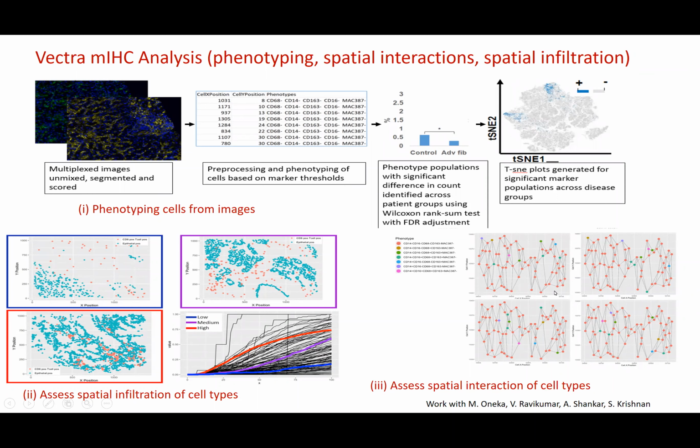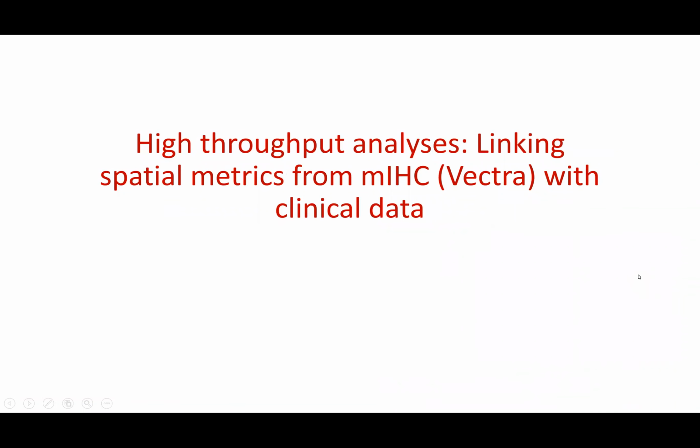So you want to ask the question, is there an overrepresentation of cell type 1 within cell type 2's radius in the microenvironment? And so you can ask questions about attraction and repulsion between different cell types, their enrichment and depletion, and so on. And as I said, once you've got these numbers, you can then link them with clinical data or molecular data to be able to ask questions at the scale of lots of slides.